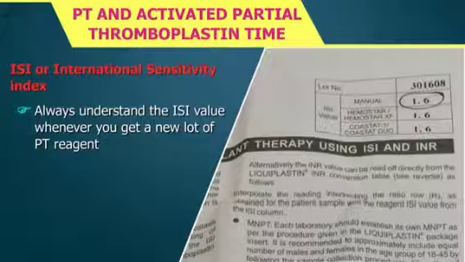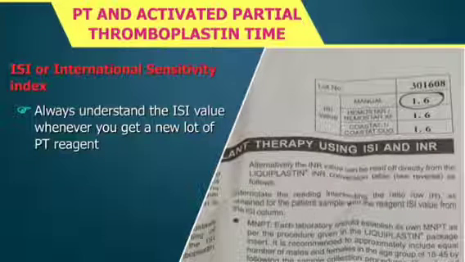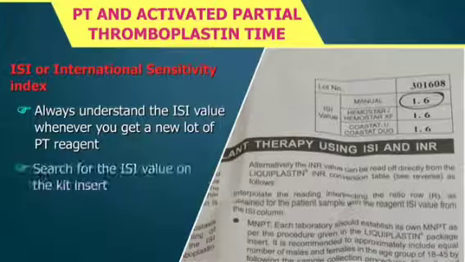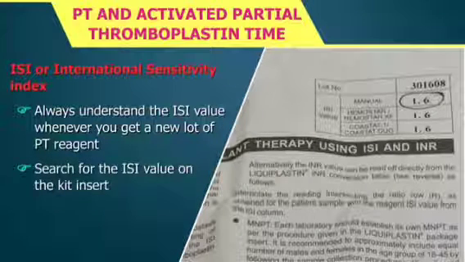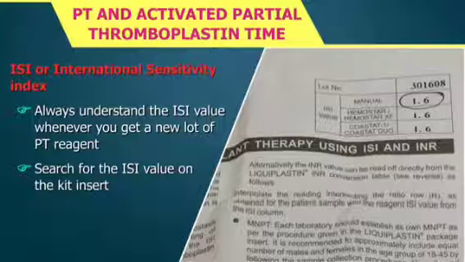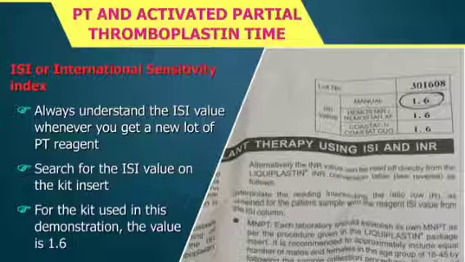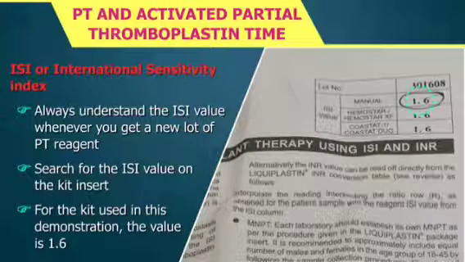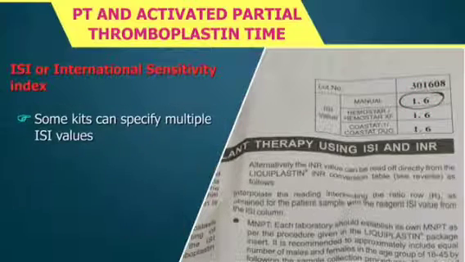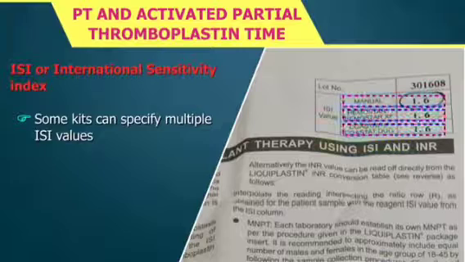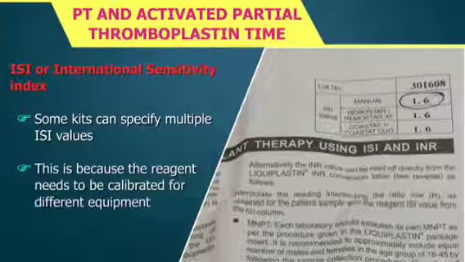Always understand the ISI value whenever you get a new lot of PT reagent. Search for the ISI value on the kit insert. For the kit used in this demonstration, the value is 1.6. Some kits can specify multiple ISI values. This is because the reagent needs to be calibrated for different equipments.